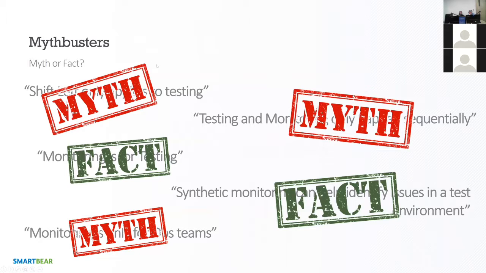Shift left only applies to testing: myth. Testing and monitoring only happen sequentially: also a myth. These can happen simultaneously, and we'll go over how that's possible today. Monitoring is for testing: fact, another thing that we'll go over today. Synthetic monitoring can help identify issues in the test environment: another fact, which we'll also be exploring today.